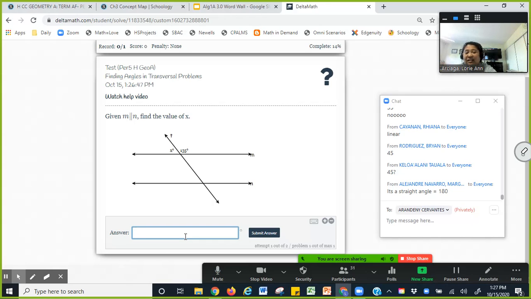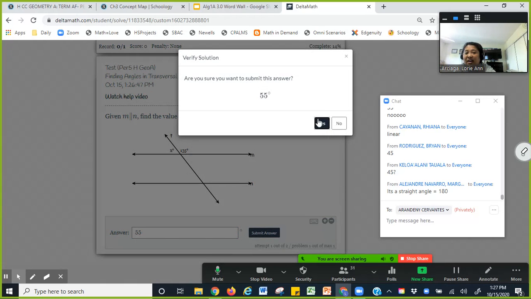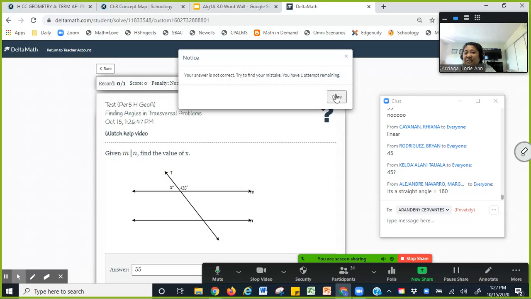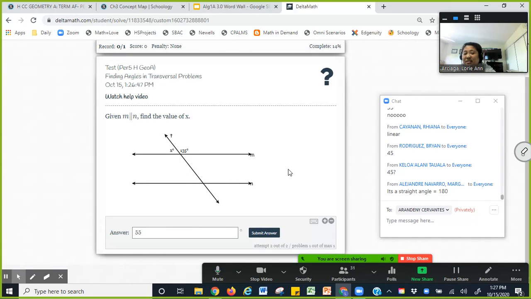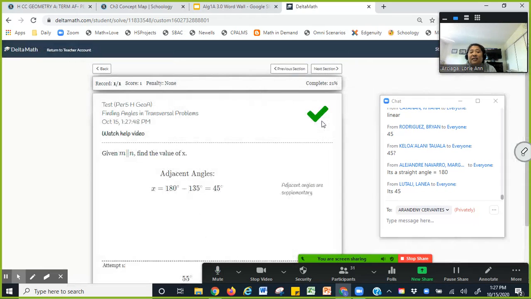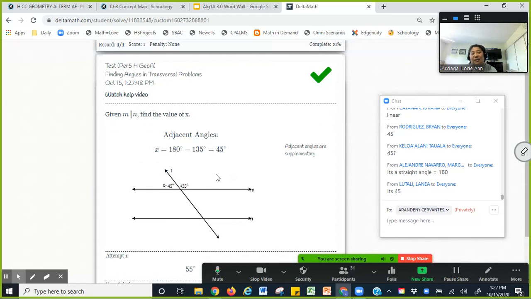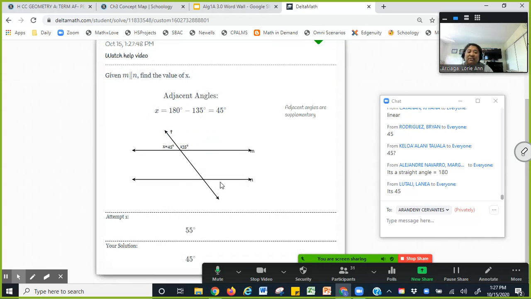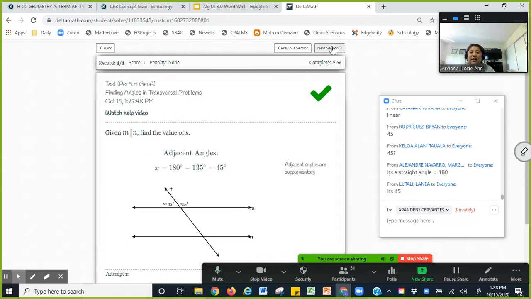So let's try Brian's 55. Okay, let's try 55 and oops, Mr. Arciaga is wrong. So what did Mr. Arciaga do wrong? I subtracted wrong, right? You gotta do 180 minus 135. Let's try the other answer you got. And there you go. Okay? So adjacent angles, those that make a linear pair like a straight line like this, Maggie mentioned that, straight angle, they're supplementary. Awesome. Okay, let's do the next section.